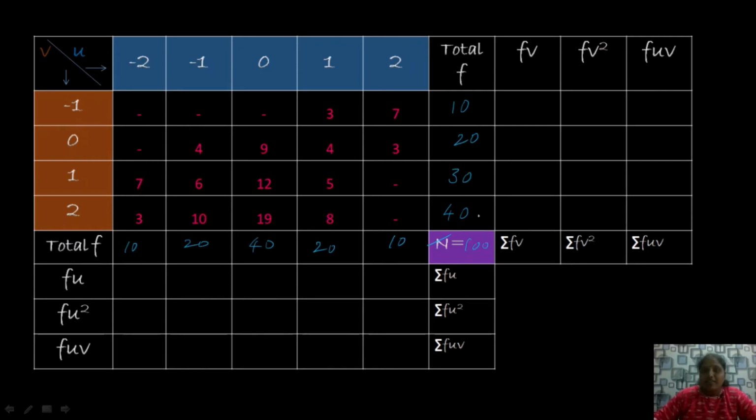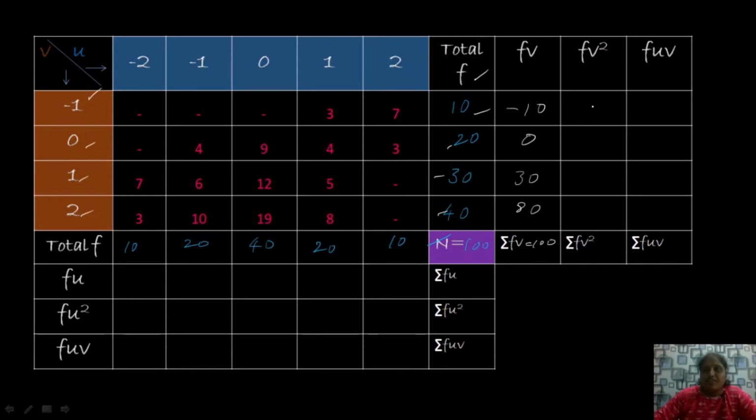Now we calculate the value of FV and FV square. 10 multiplied by minus 1, minus 10. 20 multiplied with 0, you get 0. And 30 multiplied with 1, you get 30. And 40 multiplied with 2, you get 80. Adding all these values, you get minus 10 plus 20, plus 80, 100.